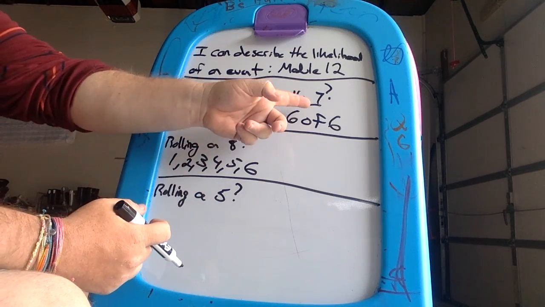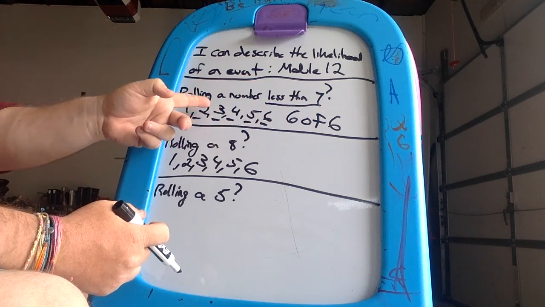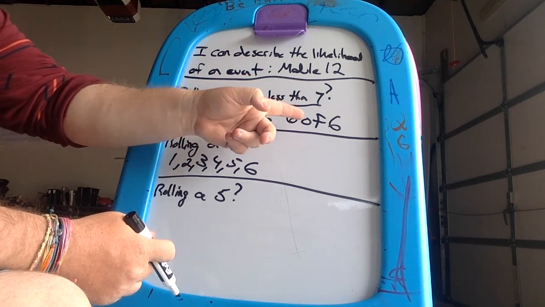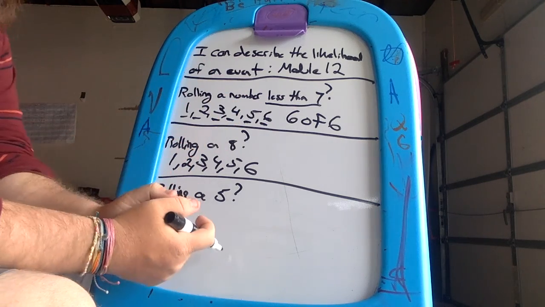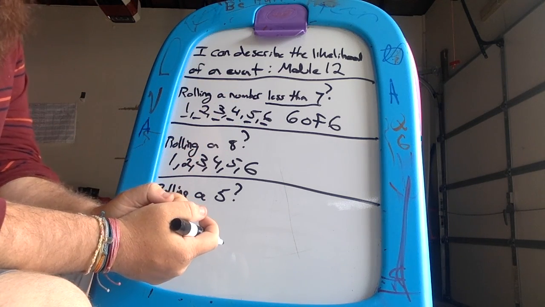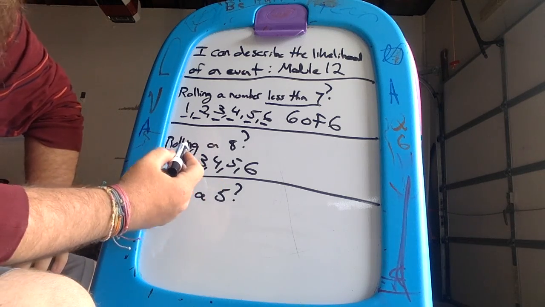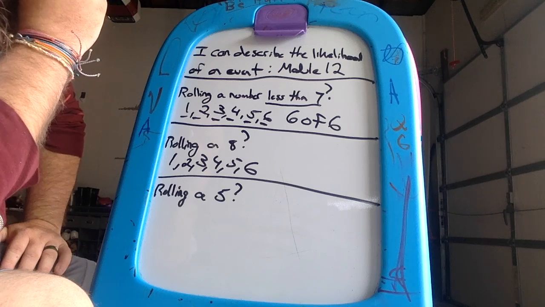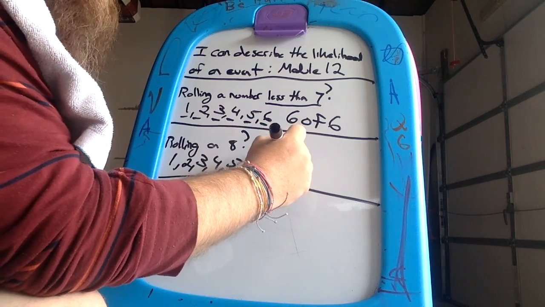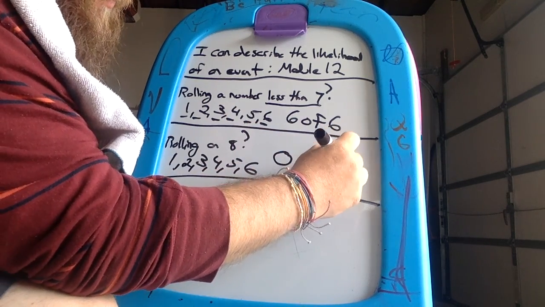Because the first question is saying if I get less than 7, the probability is 6 of 6, because all these numbers are less than 7. There is no number on there that is greater than that. So if I'm thinking of rolling an 8, what are the possible outcomes I can get? So again, it's going to be 0 of 6.